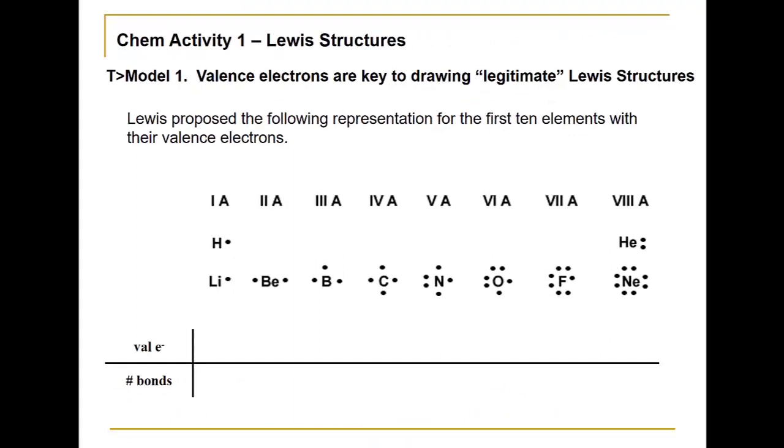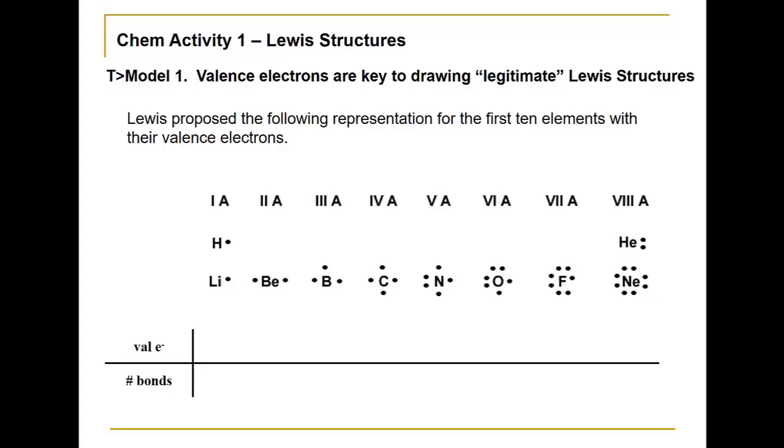Lewis's model focused on the atom's outermost electrons, which can be referred to as valence electrons. Lewis proposed the following representation for the first 10 elements with their valence electrons. Each valence electron is represented by a dot. Please stop the video and consider the key questions 1 and 2.